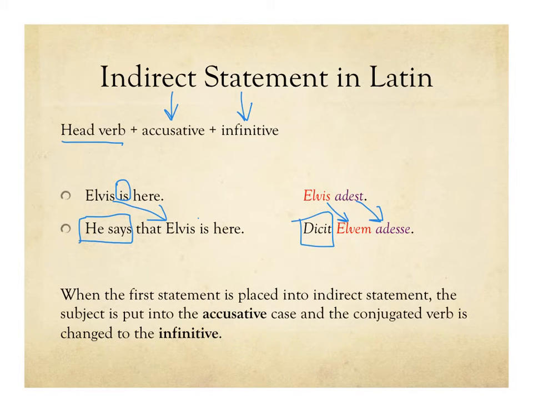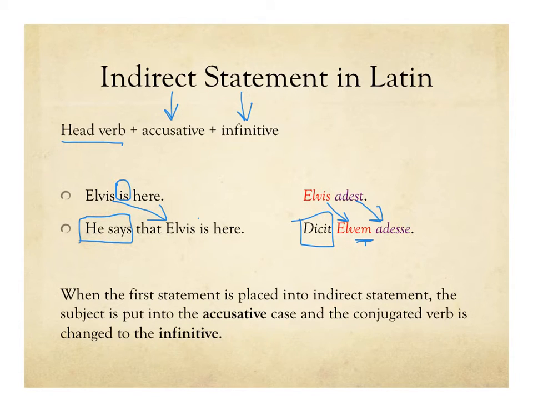So "Elvis adest" becomes "dicit Elvem." You can see that Elvis is, of course, belonging to the third declension. "Adest" becomes "adesse." So when the first statement is put into indirect statement, the subject goes into the accusative case and the conjugated verb goes into the infinitive. And everything else in the sentence stays exactly the same.